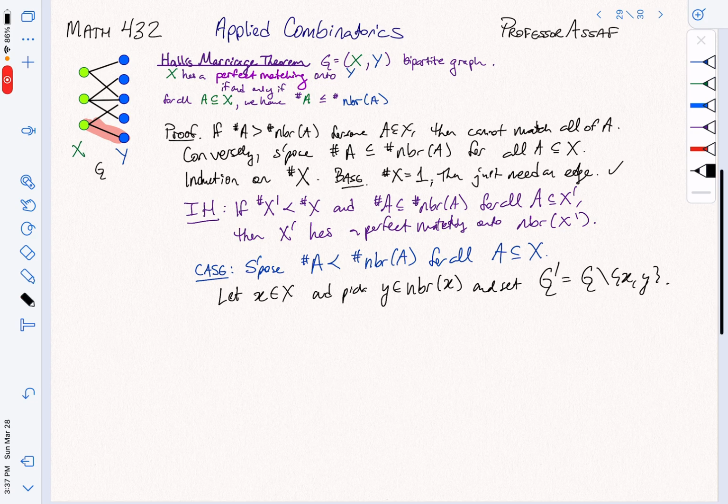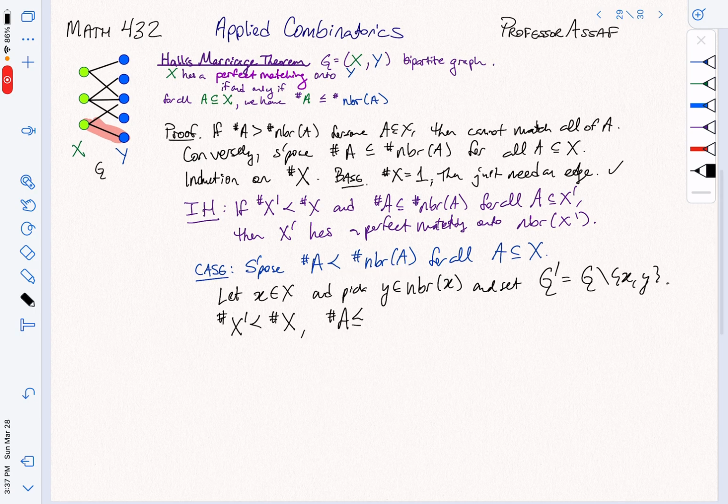Well, I was going to use the inductive hypothesis, but let's make sure that everything holds. The size of X prime is strictly less than the size of X, so that's good. We need to check the marriage condition. The size of any subset, we know, is less than, so here it's strictly less than, the number of neighbors.